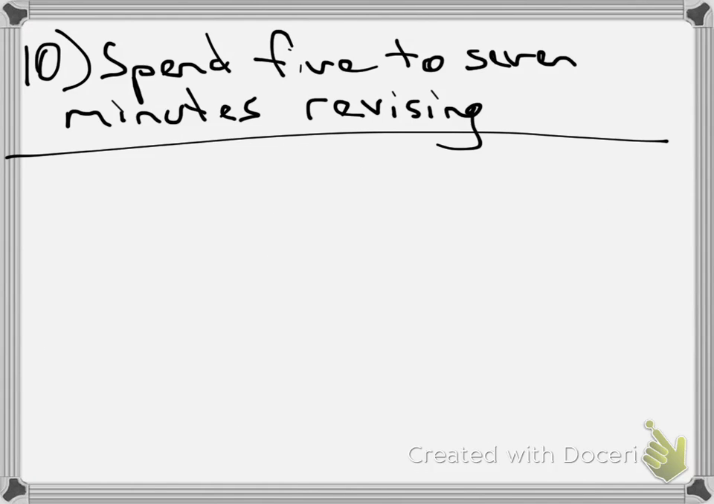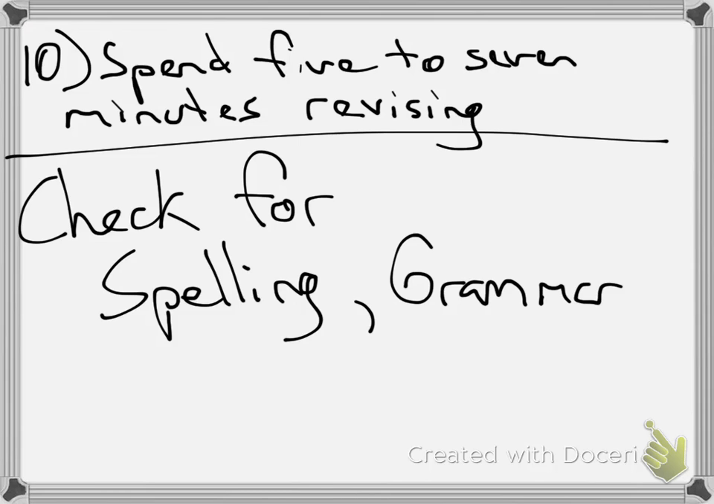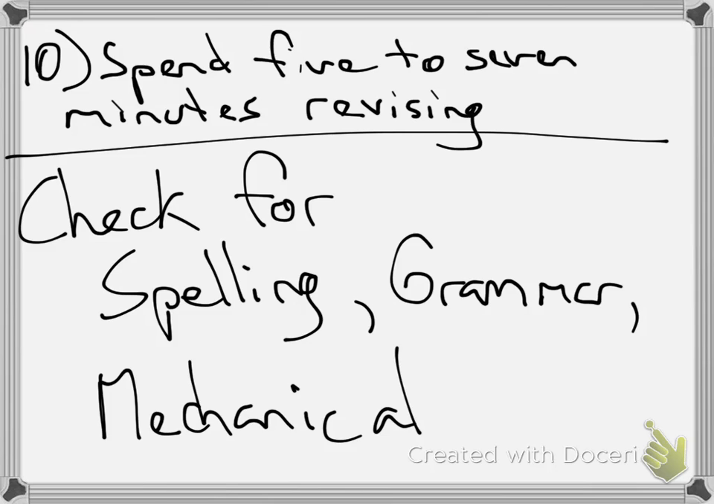Alright, finally, spend 5 to 7 minutes revising. So you spend up to 10 minutes doing the outline, and then you spend 5 to 7 minutes after you finish writing to revise. Check for spelling, grammar, and mechanical errors. Make sure that all your sentences are proper. There's no run-ons. Make sure that everything that you have written down is spelled correctly. If you're not sure, then better grab that dictionary.